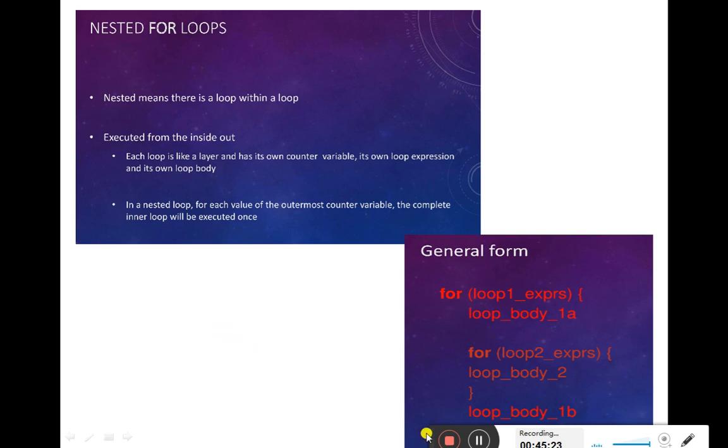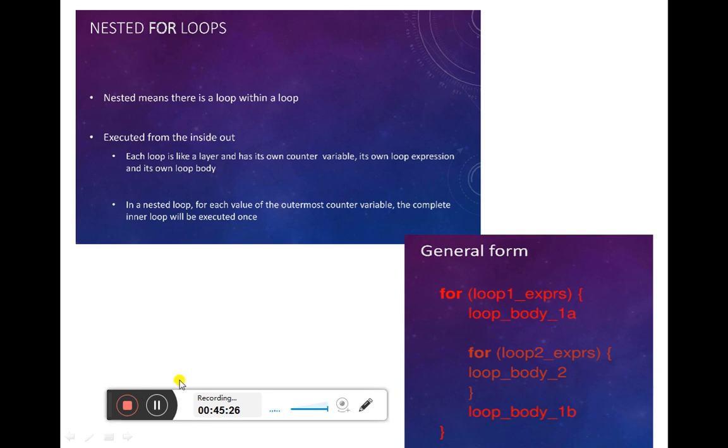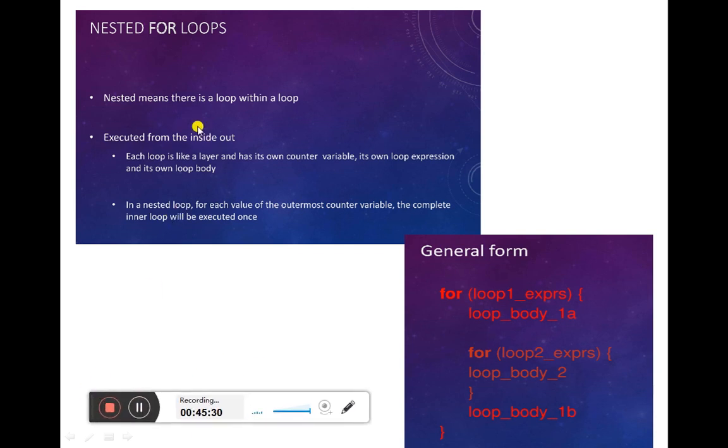So it's also possible to have one loop inside another loop. So one for inside another for. So nested for concept. Nested means there is a loop within the loop, executed from inside out. So the inner loop will be executed in its entirety, then the outer loop will be executed. Each loop is like a layer and has its own counter variable, its own loop expression and its own loop body. In a nested loop, for each value of the outermost counter variable, the complete inner loop will be executed once.